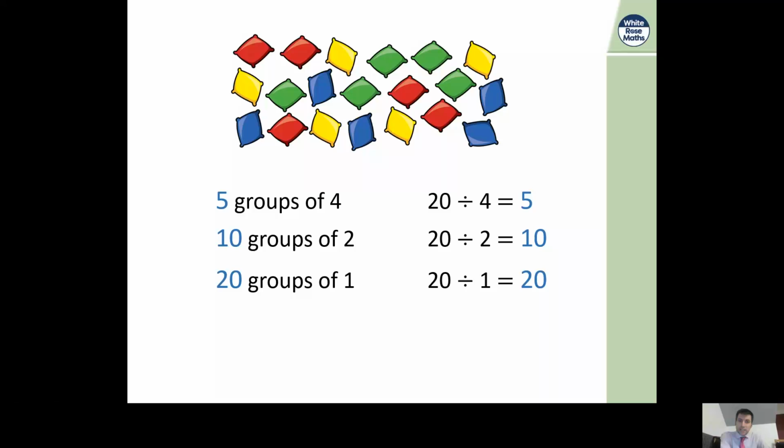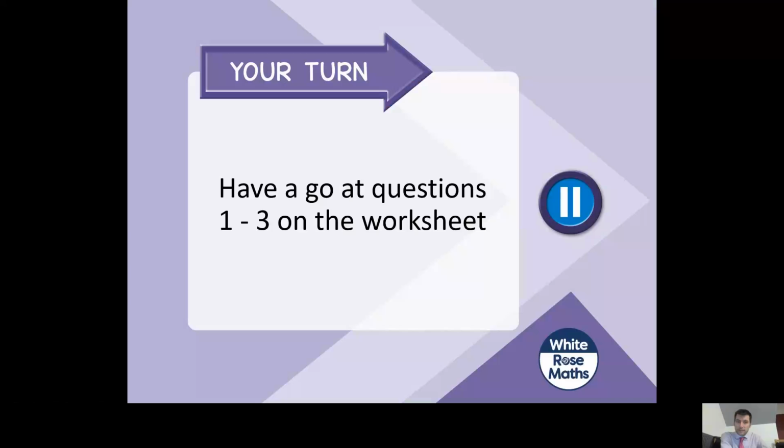Here we split our 20 into groups of 4, and we see there's 5 of those, into 10 groups of 2, so 20 divided by 2 is 10, and into 1 group of 20. So when we divide by 1, our answer is always the value that we started with. 20 divided by 1 is going to be 20.